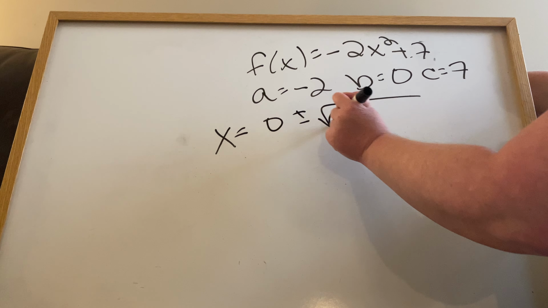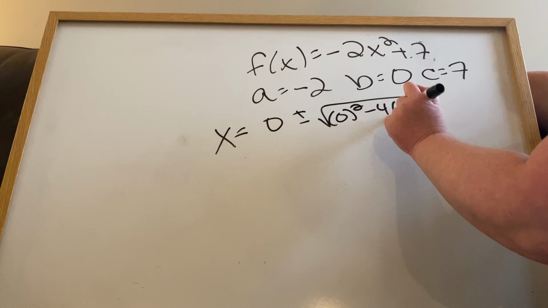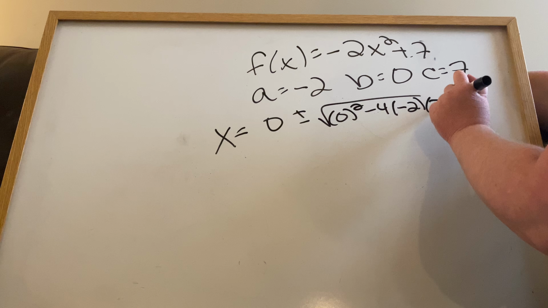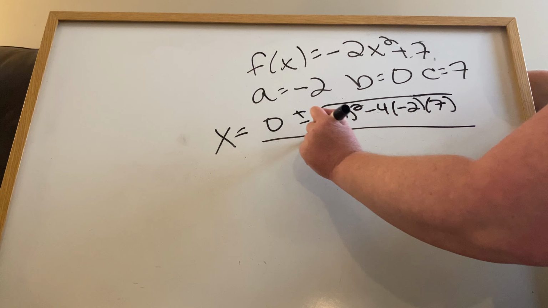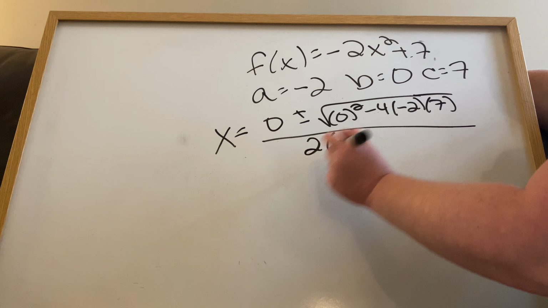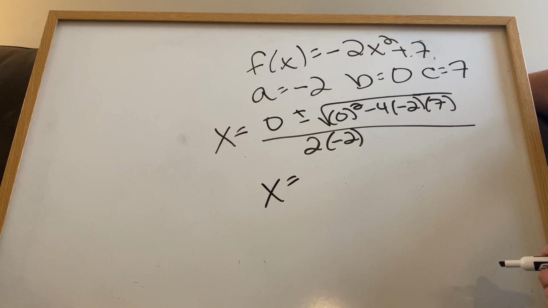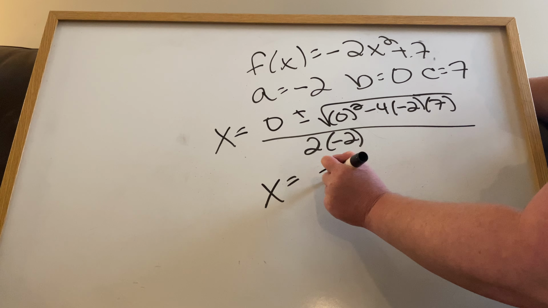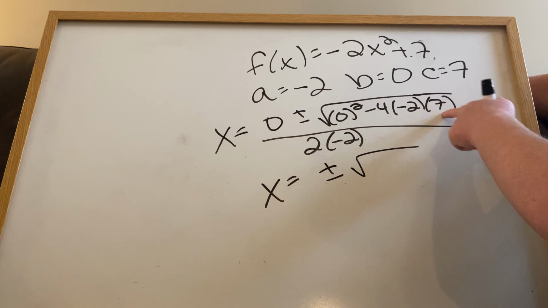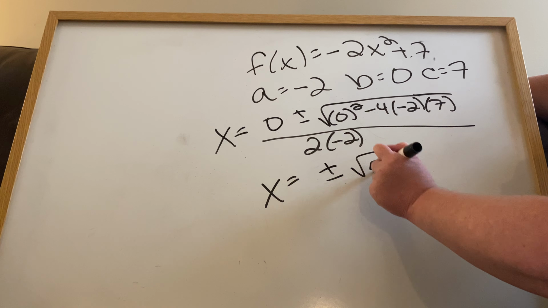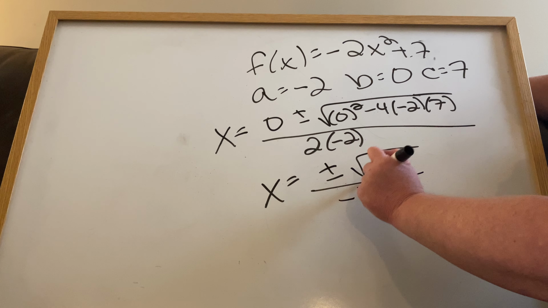You've got 0 squared minus 4 times -2 times 7 over 2 times -2. So this 0 really can just disappear, because to write it there wouldn't make sense. So really then you've got plus or minus square root. You put this into your calculator and you end up with 56 over -4.